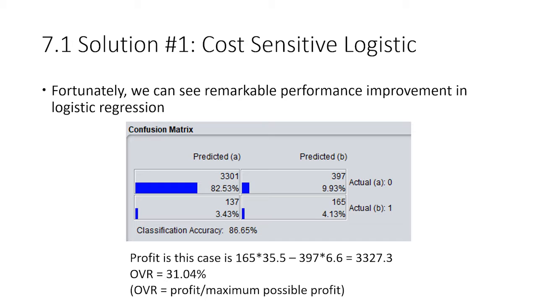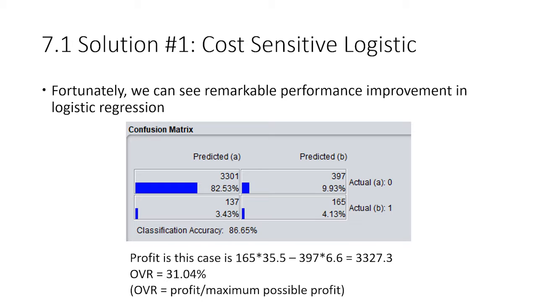The first one, cost-sensitive logistic regression. Cost-sensitive classification is basically setting different weights to misclassification. Usually we think, okay, a mistake is a mistake. So a false negative is the same as a false positive. But in this case, and actually in many other cases, it is not. So here, a false positive, which means predicting a wrong customer, is not that costly.